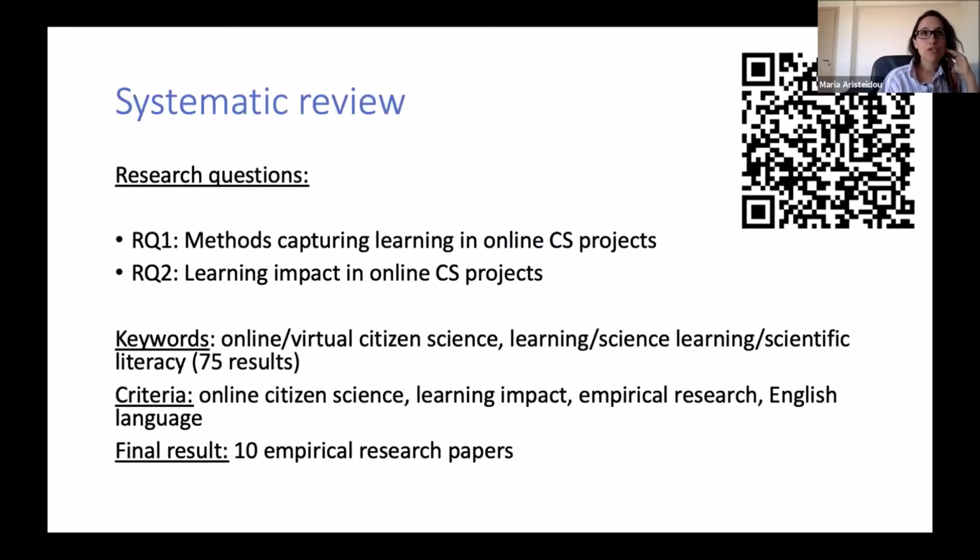So my presentation today is based on a paper we published recently in the Citizen Science Theory and Practice Journal. The main research questions for that paper were to understand what methods were used for capturing learning in online citizen science projects, and what the learning impacts were in online citizen science projects. To answer our questions, we looked at empirical research published in English that was looking for learning impact in online citizen science. And the final result was 10 empirical research papers. If you want to see a bit more about how we did that, you can scan the QR and you can have a look at the paper, probably later, not now.